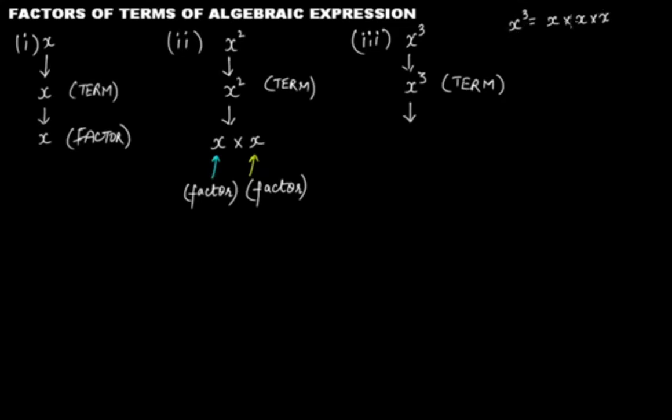So x cube is equal to x times x times x. Now, clearly, this is one factor, this is one factor, and this is also one factor. So the term x cube can be written as x times x times x. This is one factor, this is one factor, and this is one factor. Right? So it has three factors. The term x cube has three factors, and these are the factors.